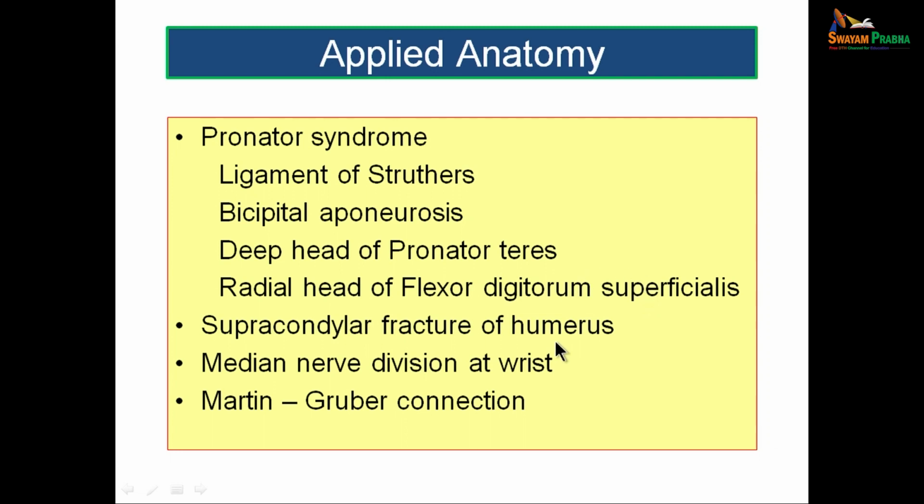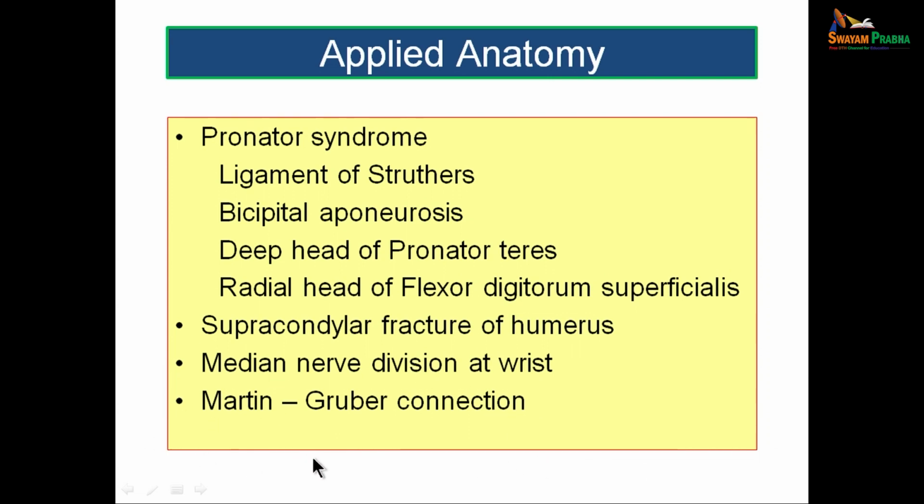It can also get injured in supracondylar fracture of the humerus. That will be a fracture happening above the condyles of the humerus. It can involve the median nerve. The median nerve can also get divided or lacerated just above the flexor retinaculum as it lies superficially in the wrist region. We have already spoken about the Martin-Gruber connection and its importance.